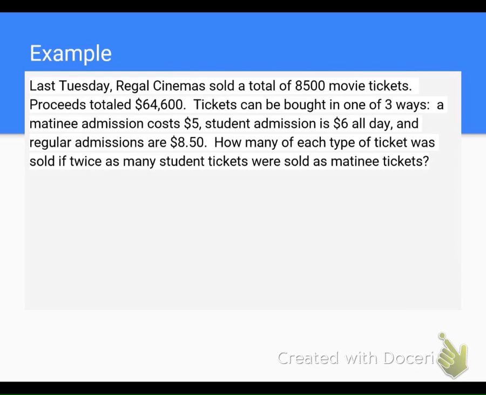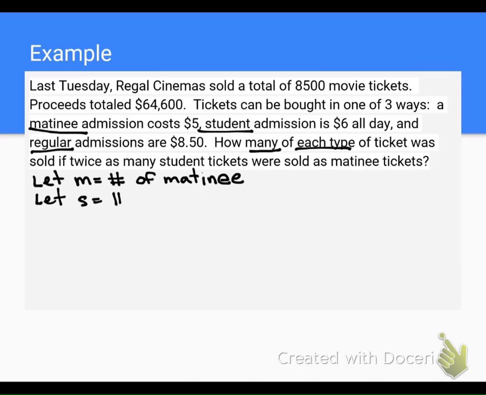Alright, so looking at this problem, we can see the 3 things that it wants us to find are the number of each type of ticket. The number of student tickets, the number of matinee tickets, and the number of regular admission tickets. We will highlight those items here. We're going to let these be our variables. So we'll let M be the number of matinee tickets, let S be the number of student tickets, and let R be the number of regular admission tickets.